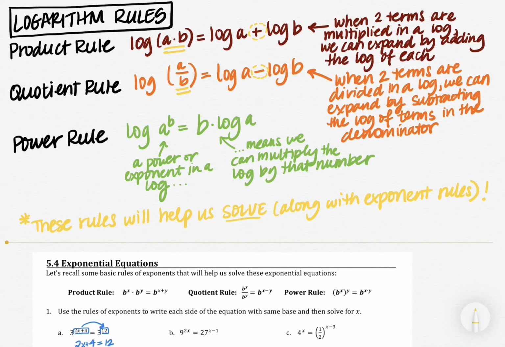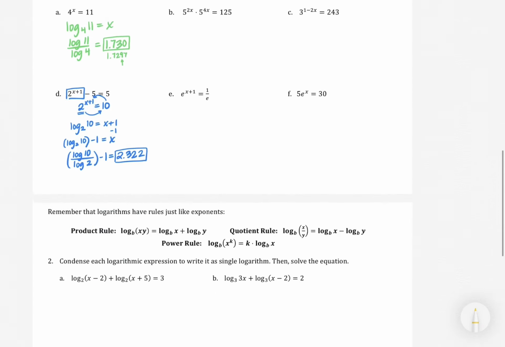And lastly, the power rule should match our power rule of exponents. When we have a power raised to another power, what did we do with our exponents? We multiplied. Same here. A power raised to a power means we are going to multiply that power onto the log. Multiply that power to the whole log. So keep these rules in mind as we try to solve some equations with logs.